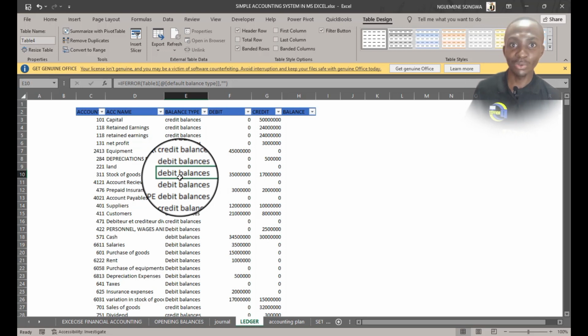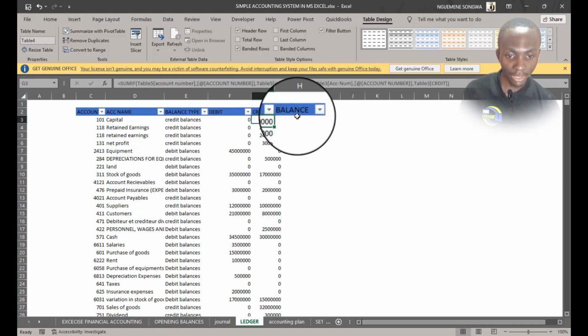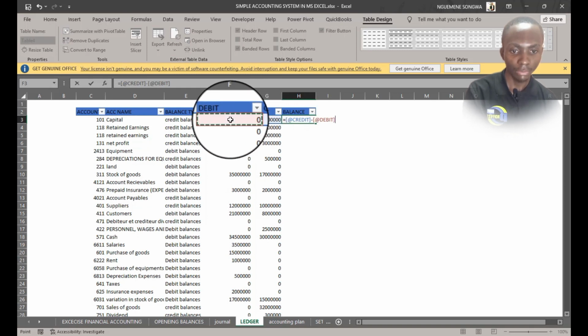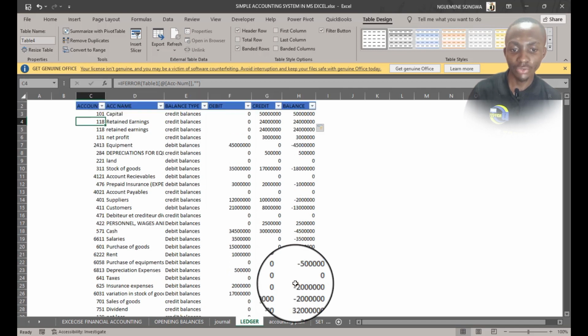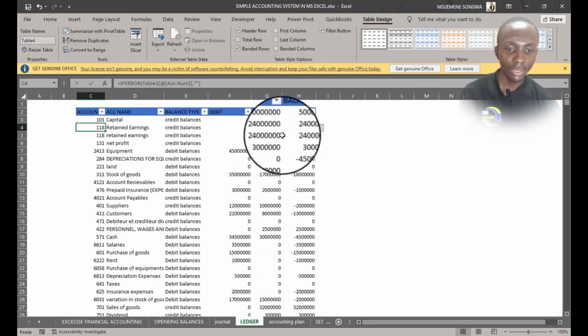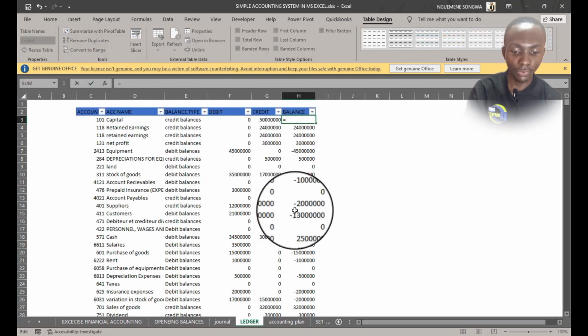So we're just going to use a conditional statement to make it debit minus credit or credit minus debit, depending on its nature of account. That is why I called it the balance type. Instead of me coming here and saying equals the credit minus the debit, which will give negative values for some, because those with negative values are actually asset accounts or might be expense accounts, I will then condition it instead.